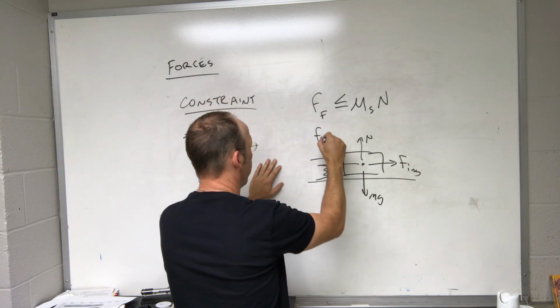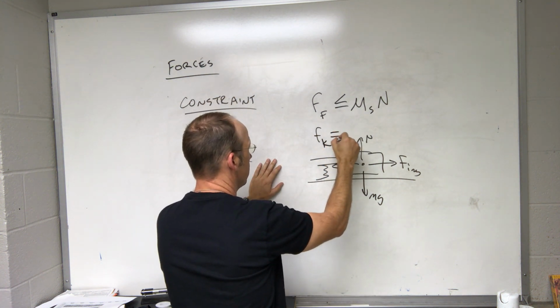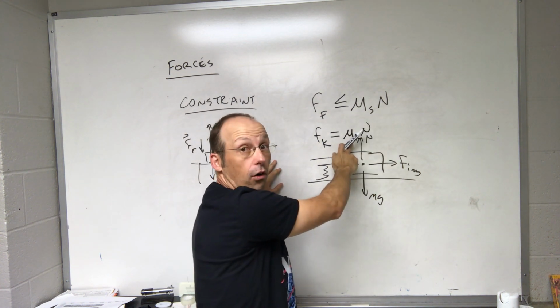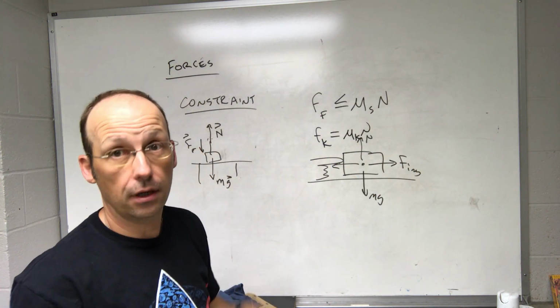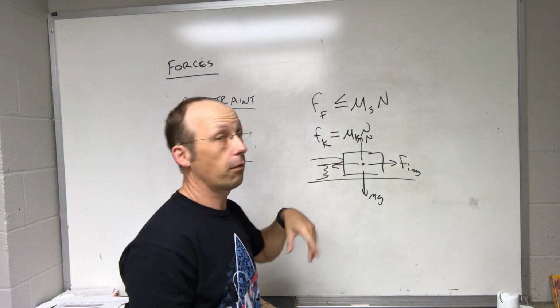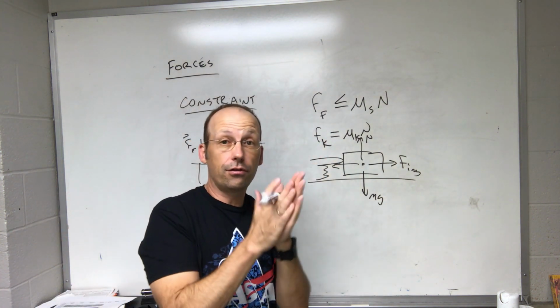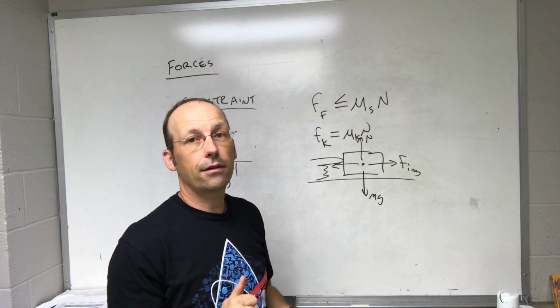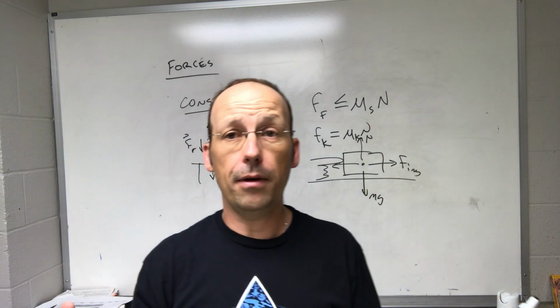There's another frictional force, kinetic friction, and it's equal to a different coefficient, the coefficient of kinetic friction, that's the Greek letter mu, times the normal force, and it's if you're sliding and the two surfaces are moving relative to each other. Okay, that's a short introduction, but that'll help you keep everything organized.